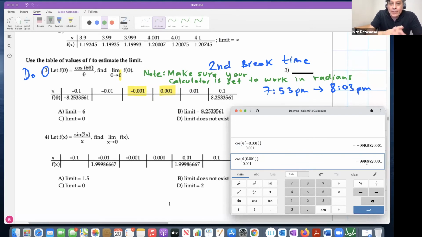Now, in your opinion, guys, from the left, this computation is going to negative 999.98, a negative number, very, very negative. From the right, I'm going to a very, very high positive number, 999.98. In your opinion, does the limit exist? Anyone?